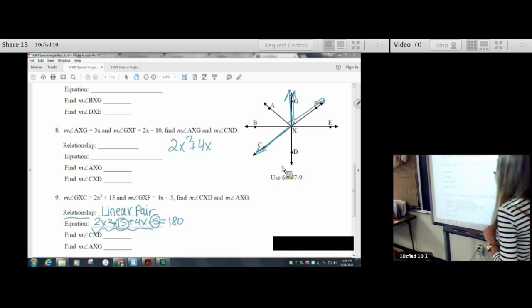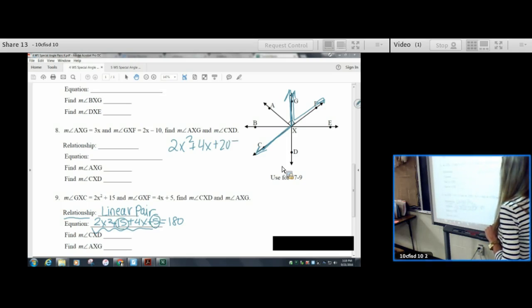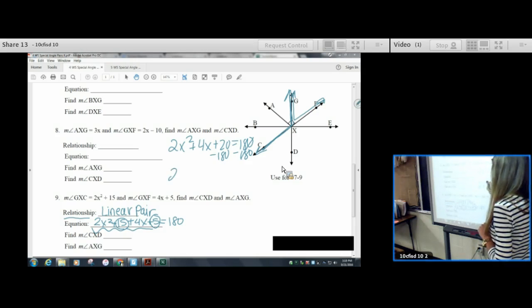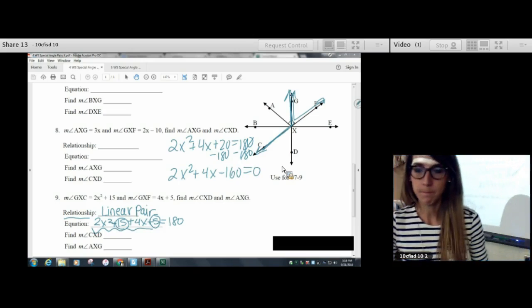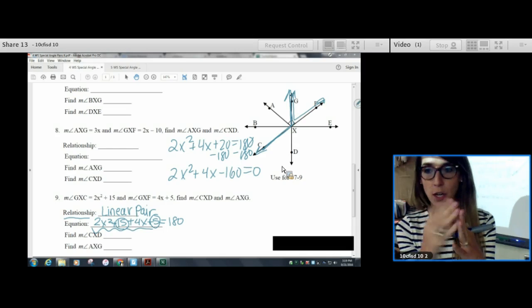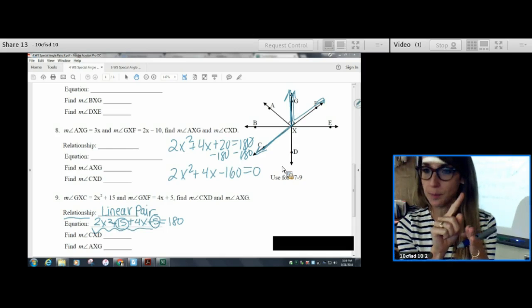Combining plus 20 equals 180. Because I have to factor, I'm going to subtract 180 from both sides, because I know I need to set it equal to 0 to be able to factor. So I combined like terms, then I moved the 180 over.